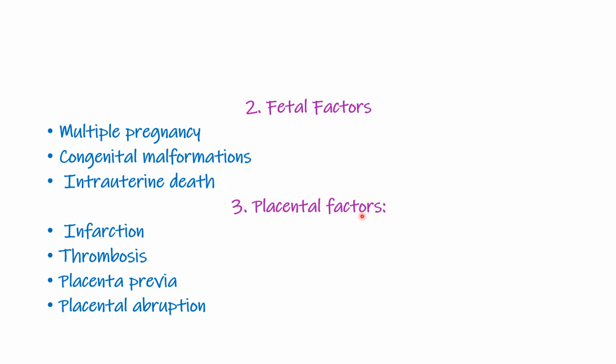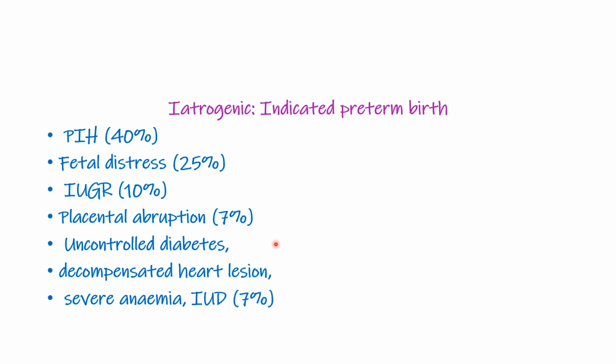The placental factors are when you have infarction, which leads to decidual and chronic activation. When you have thrombosis, placenta previa, and placental abruption, which we said is decidual hemorrhage. And then iatrogenic is when you have to indicate preterm delivery. So this patient came in with another disease, but for example they are at 34 weeks, and now the patient cannot continue with the pregnancy. Therefore, you have to do a cesarean section or induce labor. So that is what we mean by iatrogenic, that the doctors are the ones who cause it.